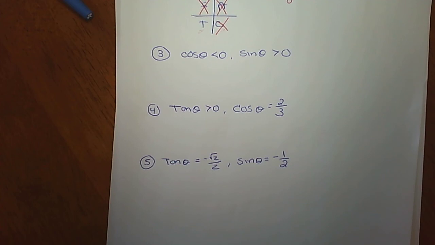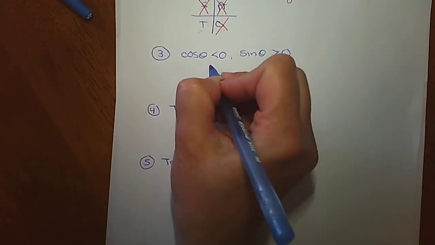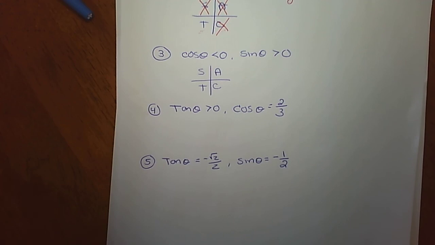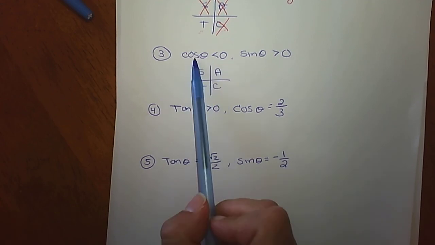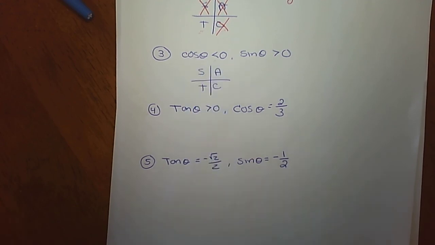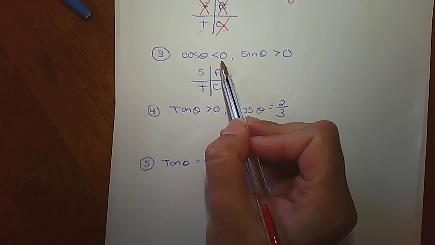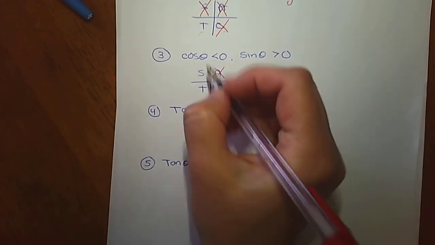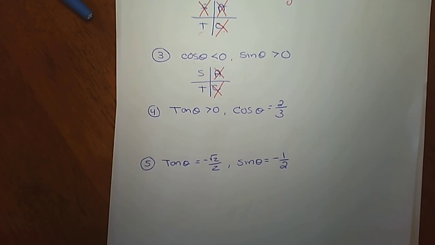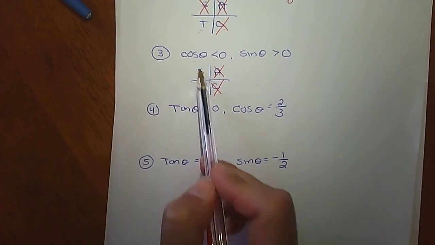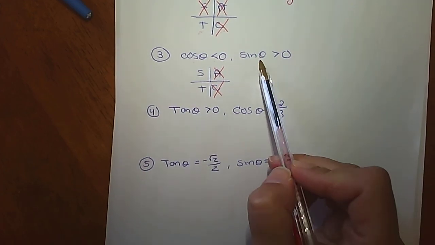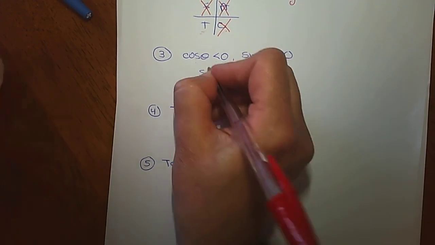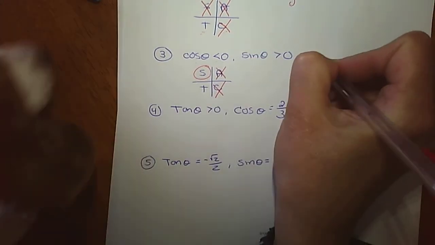Okay, so I hope you pause me. I'm going to give this a try. I'm going to make my letters here. Now remember, the letters stand for what is positive. So cosine less than 0. So that means I need cosine to be negative. Well, all our positive is out, and cosine positive is out. Now, out of the leftover 2, which one is sine greater than 0? Sine positive in, well, the one with the big S. So that's going to be quadrant 2.